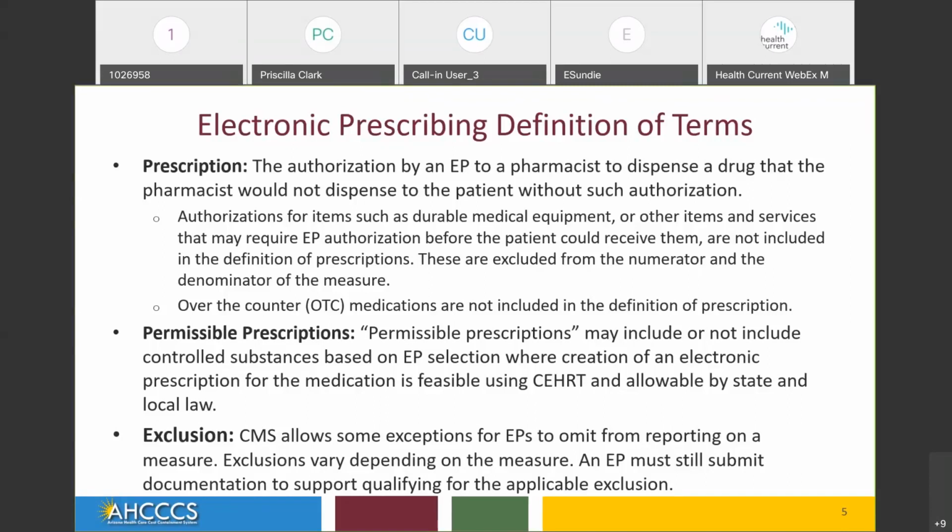Permissible prescriptions may include or not include controlled substances based on EP selection where creation of electronic prescription for the medication is feasible using CEHRT and allowable by state and local law. An exclusion is when CMS allows some exceptions for EPs to omit from reporting on a measure. Exclusions vary depending on the measure. An EP must still submit documentation to support qualifying for the applicable exclusion.